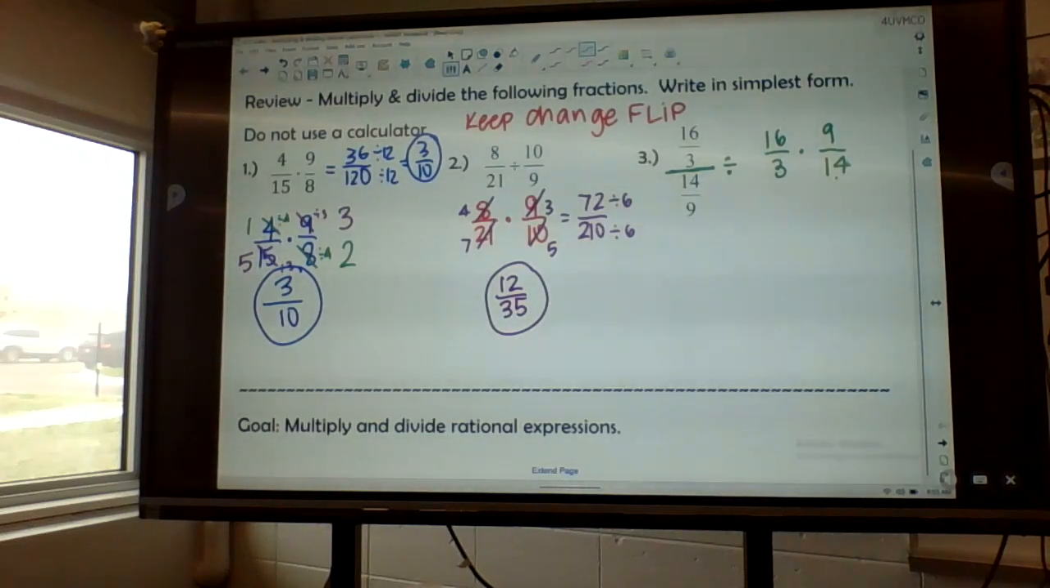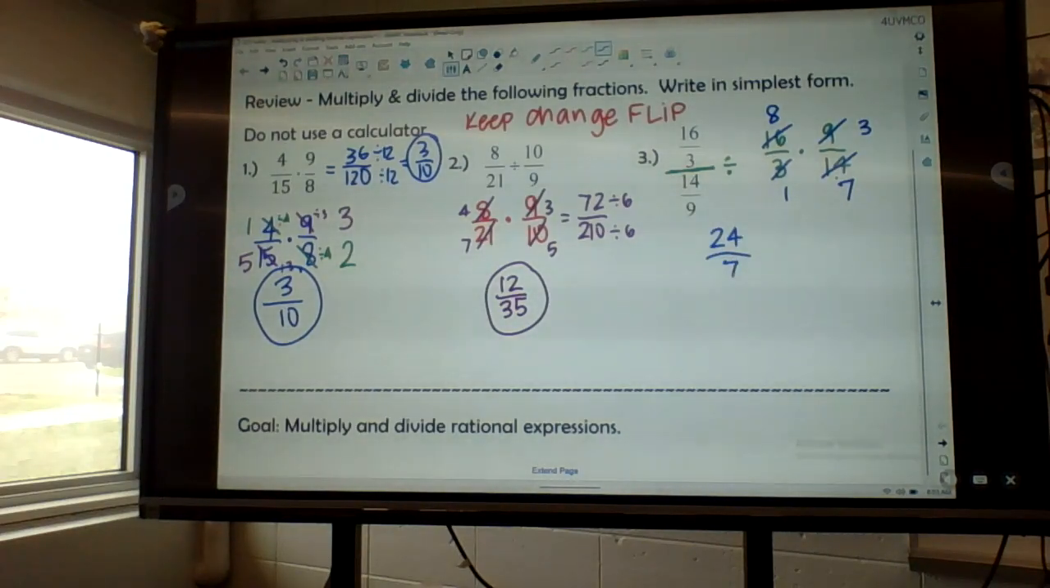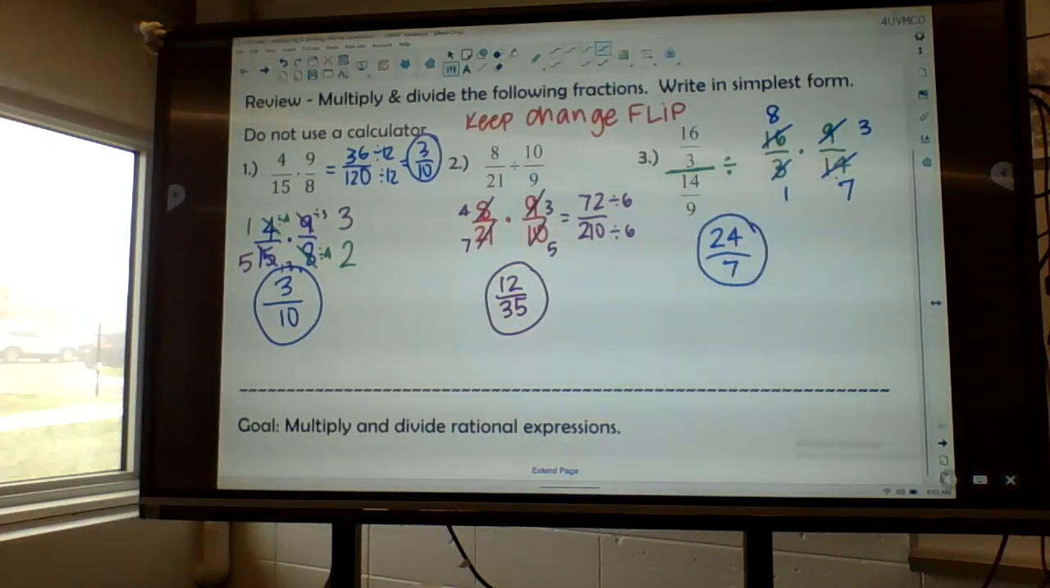And again, I don't want to multiply 16 by 9. I would rather simplify a little bit. 16 and 14 can both be divided by 2. 9 and 3 can both be divided by 3. And so now we're ready to multiply. So 8 times 3 is 24. 1 times 7 is 7. And we're fine with improper fractions, so you don't have to change that to a mixed number.